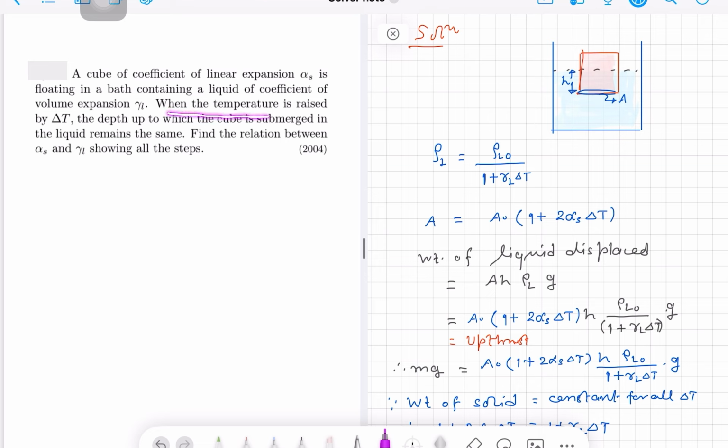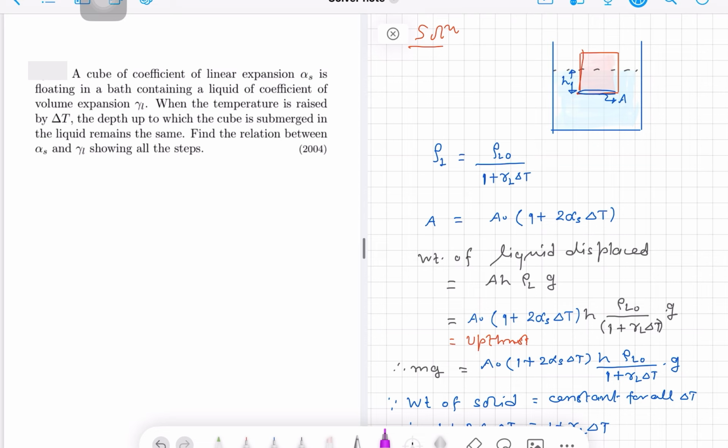It says that when temperature is raised by a certain value delta T, the depth up to which cube is submerged in the liquid remains same. If submergence of solid is of depth h, then with rise in temperature of liquid as well as solid, it is found that h remains same. Based on this information, we have to find a relation between alpha s and gamma L, right? So this was a subjective question, but it can be asked nowadays in the form of objective.